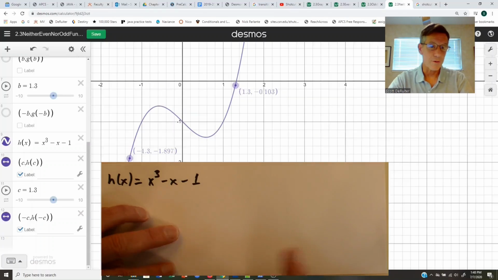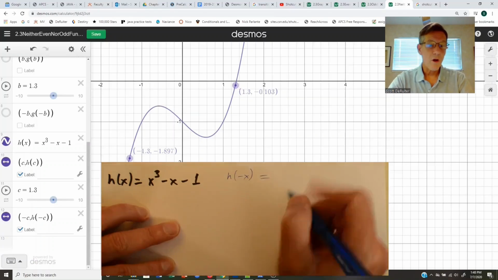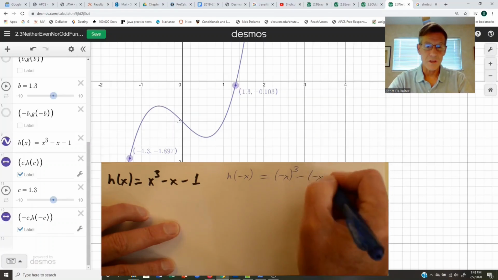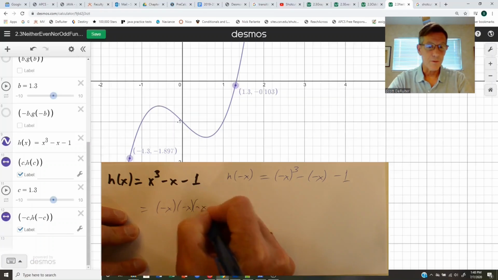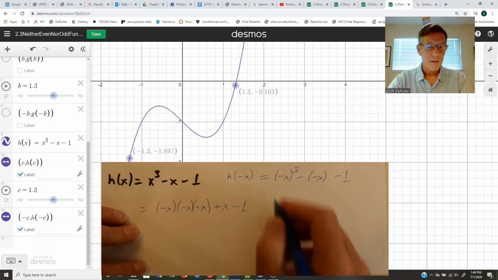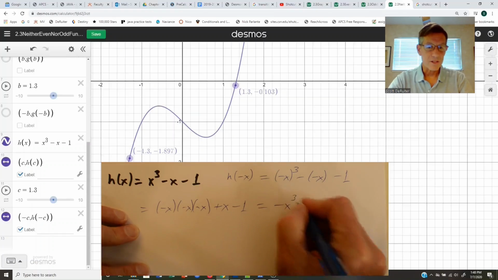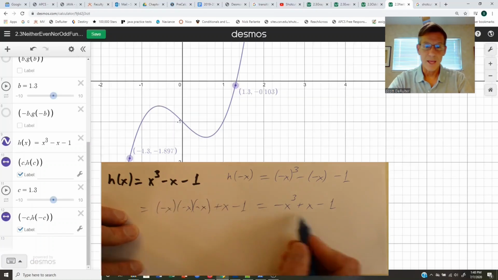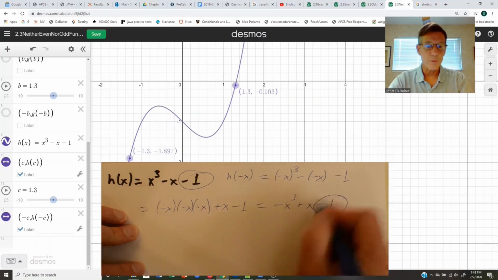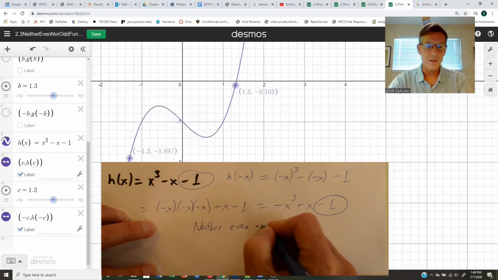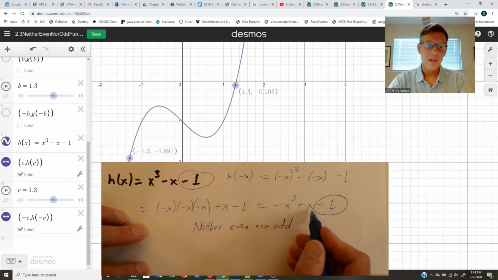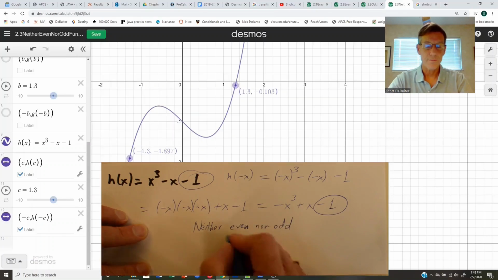So there's a counterexample. And here it's a little harder to prove that it's neither even nor odd, but you can still plug in negative x and simplify. And we get negative x cubed because we get an odd number of negatives. And notice that the first two terms are opposites, but that last term is the same, and that causes a problem. It means it's not odd, it's not even, it's neither even nor odd.